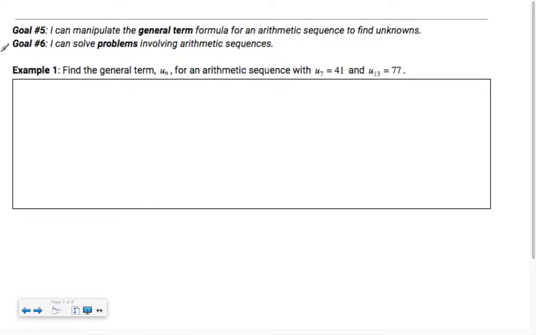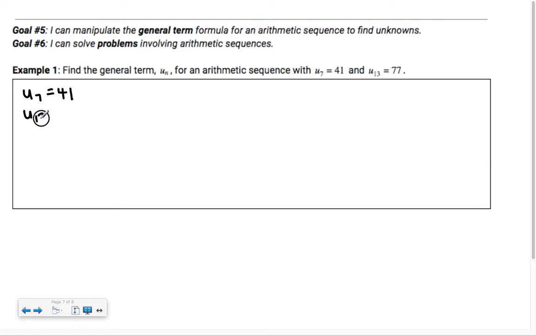Okay guys, we're going to go through goals 5 and 6. So goal 5 says I can manipulate the general term formula for an arithmetic sequence to find unknowns. Example 1. Find the general term un for an arithmetic sequence that has u7 equal 41. So the seventh term of this sequence has a value of 41.